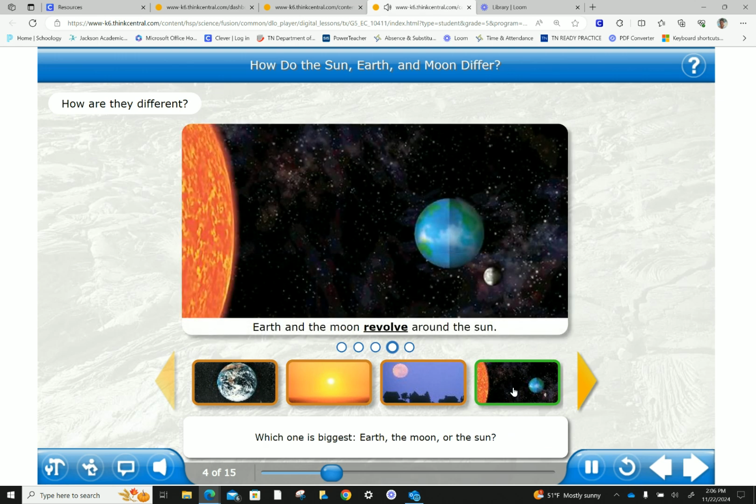Which one is biggest? Earth, the Moon, or the Sun? You're right. It's the Sun. The Sun is about 1.4 million kilometers in diameter. In comparison, Earth's diameter is 12,756 kilometers, nearly 1/100th as big as the Sun's. That means that 100 Earths would fit across the Sun. How does the Moon compare? At only 3,467 kilometers in diameter, it is much smaller than Earth and the Sun.